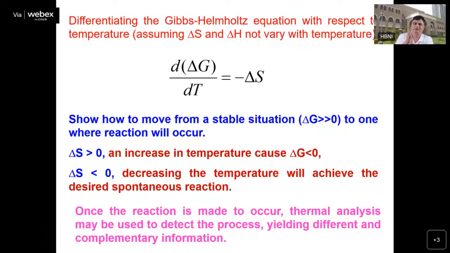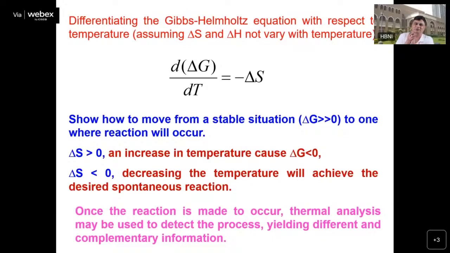Okay, and then with the increase in temperature, if the ΔS value is positive, that is an increase in entropy, it causes ΔG to be less than 0, that is, a negative value. In that case, definitely ΔG must be negative. And when ΔS is negative, decreasing the temperature will achieve the desired spontaneous reaction.